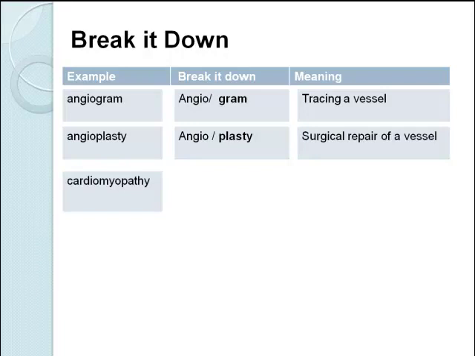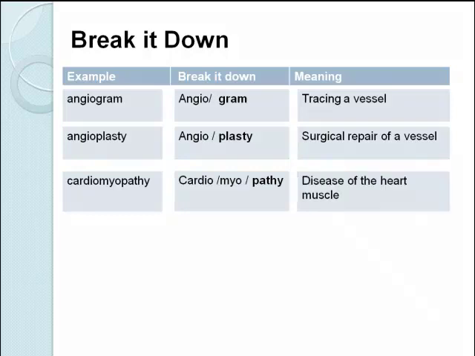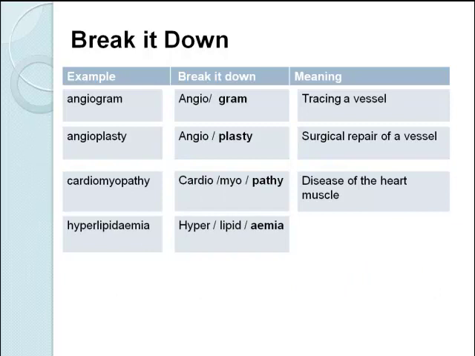Cardiomyopathy. Let's break it down. Cardio, myo, pathy. Pathy is disease, so it's disease of the muscles of the heart or disease of the heart muscle. Hyperlipidemia. Let's break it down. Hyper, lipid, emia. Emia is a blood condition, so I have a blood condition of hyper, too much, lipid, fat. So too much fat in the blood, or a blood condition of excess fat.